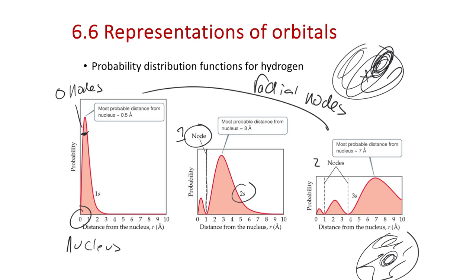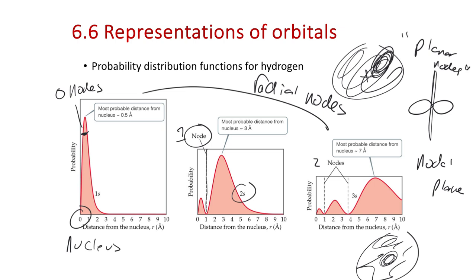These are different than the type of nodes we might call within a p orbital. A p orbital has a nodal plane, which is a little bit of a different idea than these radial nodes. The nodal plane within p orbitals, where the d orbitals have 2 of them and the f orbitals have 3 of them, these are either planar nodes or axial nodes, sometimes they're called, but these are more like planar nodes.